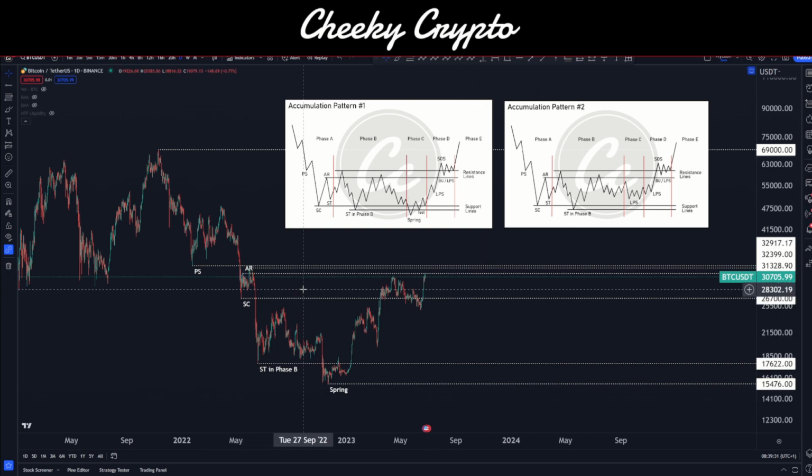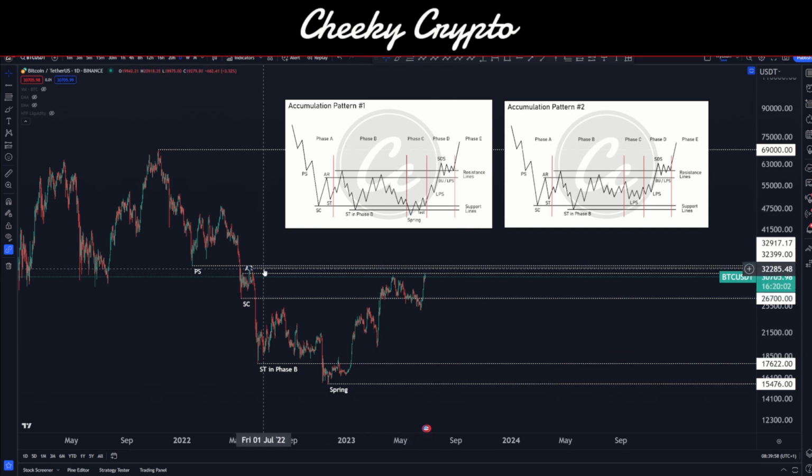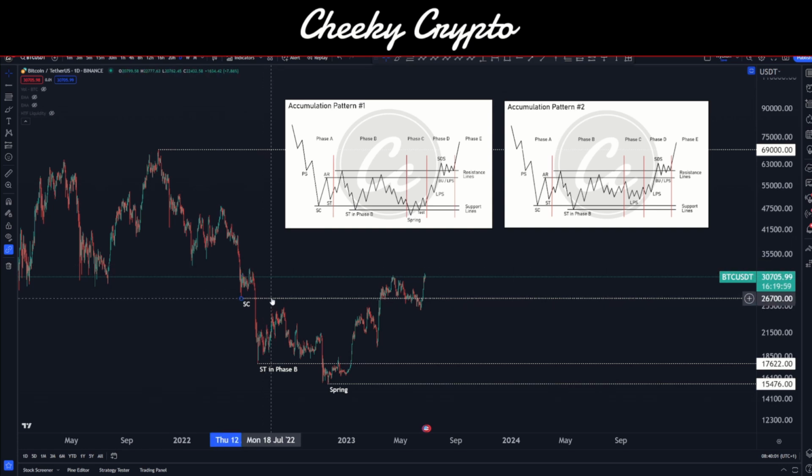So for this to be playing out, then we should have basically moved up from our secondary test in phase B to test the automatic rally range, which obviously hasn't happened. We would have had to have gone up to 32k before coming down into the spring event, as you can see on the schematic. Then of course we'd be pushing on up, right, and we'd see this move to the upside. So again, taking a look at it, it doesn't leave me with the conclusion that this is actually something that's playing out. It doesn't quite fit our expectations of a Wyckoff accumulation pattern.